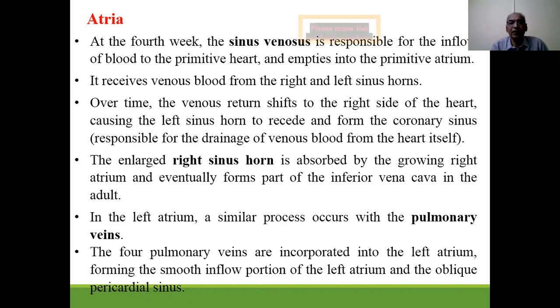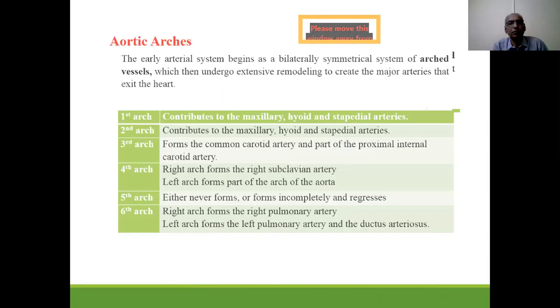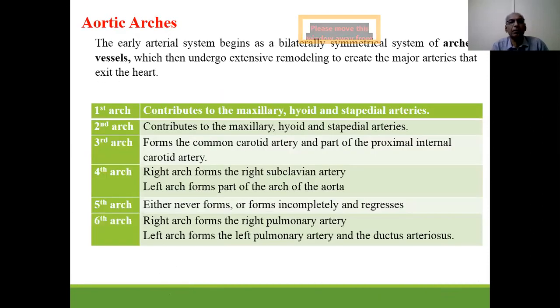The enlarged right sinus horn is absorbed by the growing right atrium and eventually forms part of the inferior vena cava in the adult. In the left atrium, a similar process occurs which forms the pulmonary veins in adult. The four pulmonary veins are incorporated into the left atrium, forming the smooth inflow portion of the left atrium and oblique pericardial sinuses.